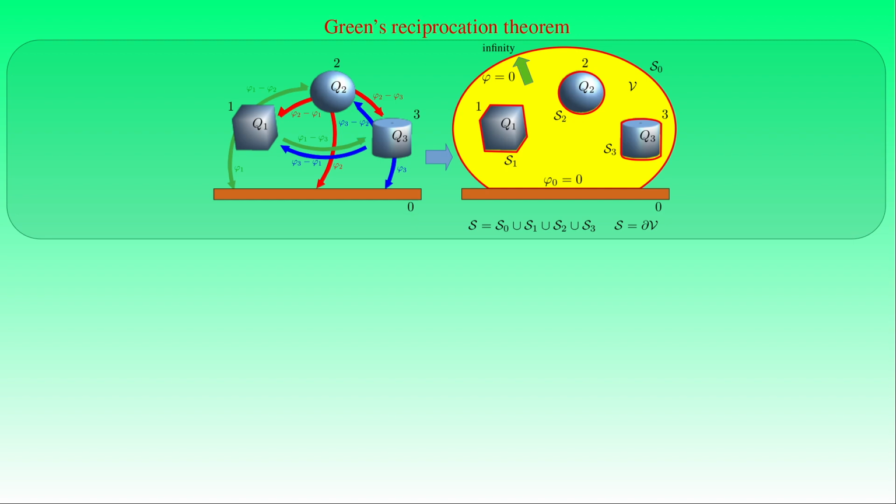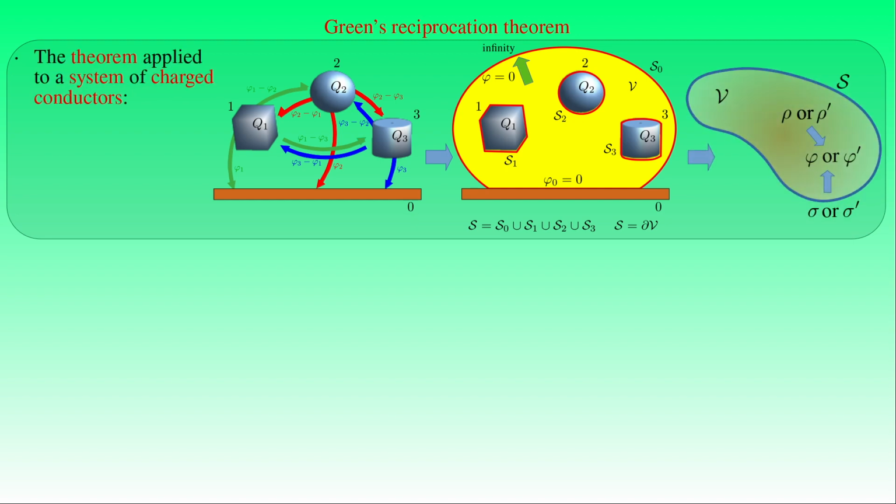As a result, this problem is equivalent to the one described by Green's reciprocation theorem, where the surface charge density sigma describing the distribution of charge over the surface S is given by the different surface charge densities sigma 1, sigma 2 and so on over the patches S1, S2 and so on of the boundary S. If there are no space charges in some dielectric medium between the conductors within the volume V, then the volume charge density rho vanishes. These statements hold for the primed versions of sigma and rho as well.